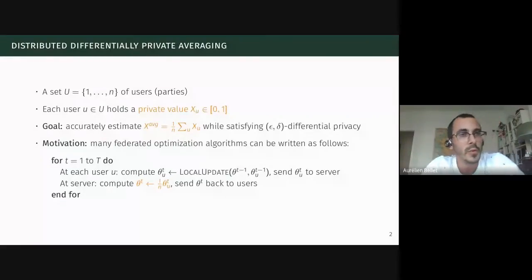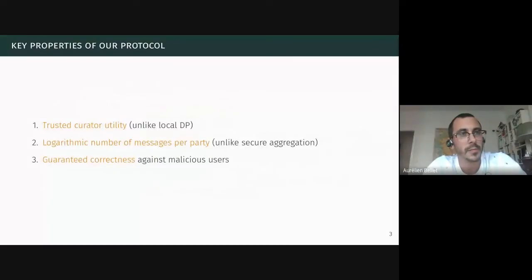So we propose a novel protocol which has 3 key properties. The first one is that we can achieve trusted curator utility, unlike local differential privacy. We can do that with a logarithmic number of messages per party, unlike classic secure aggregation methods, which require all pairs of users to exchange some kind of mask. And finally, we can guarantee correctness in the presence of malicious users.